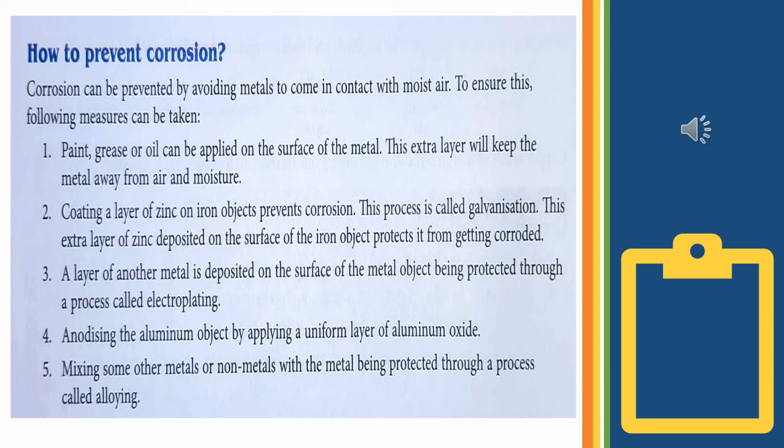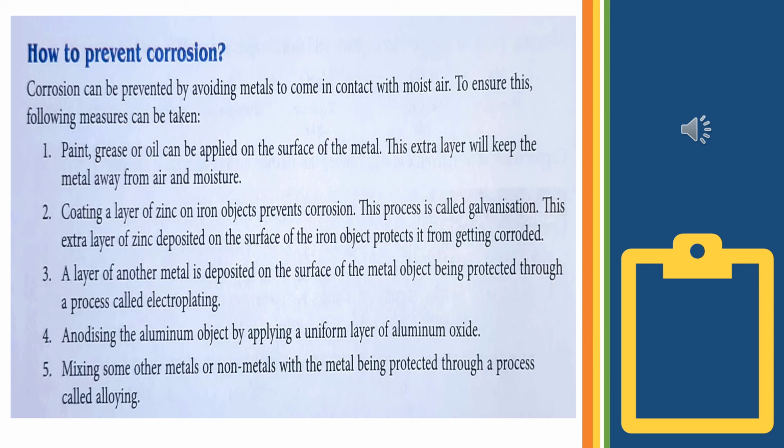Coating a layer of zinc on iron objects prevents corrosion. This process is called galvanization. This extra layer of zinc deposited on the surface of iron objects protects it from getting corroded. The general name given to such iron objects is GI objects, galvanized iron. The iron pipe which you purchase from the plumber or plumbing shops is known as GI pipes. The name stands for galvanized iron.